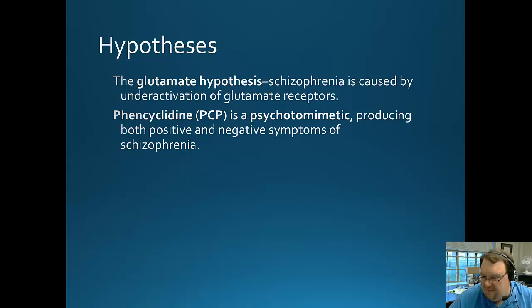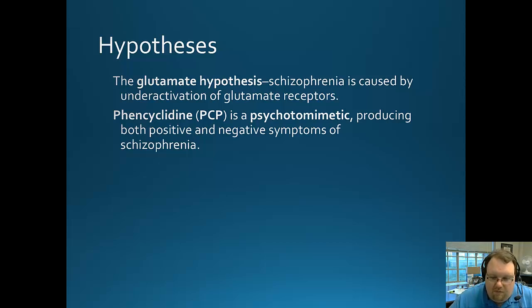So what does PCP do? It's a non-competitive NMDA receptor antagonist, which blocks the effects of glutamate, the main excitatory neurotransmitter in the brain. For reasons you don't need to know, this hypothesis can also explain why atypical antipsychotics are effective, as serotonin levels and glutamate levels are related. But that's a different story. Anyway, it's thought that there's an excessive level of glutamate in individuals with schizophrenia.